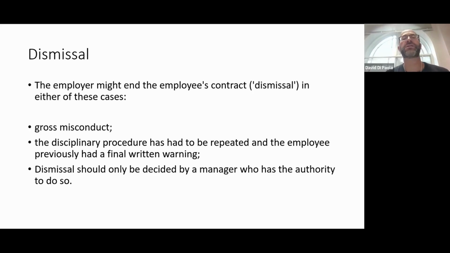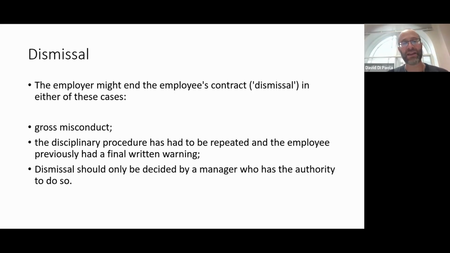Often, certainly if you're using our style template employment contracts, we give examples in those of what we consider to be issues of gross misconduct. So for something like a significant serious health and safety breach, that might also be gross misconduct.